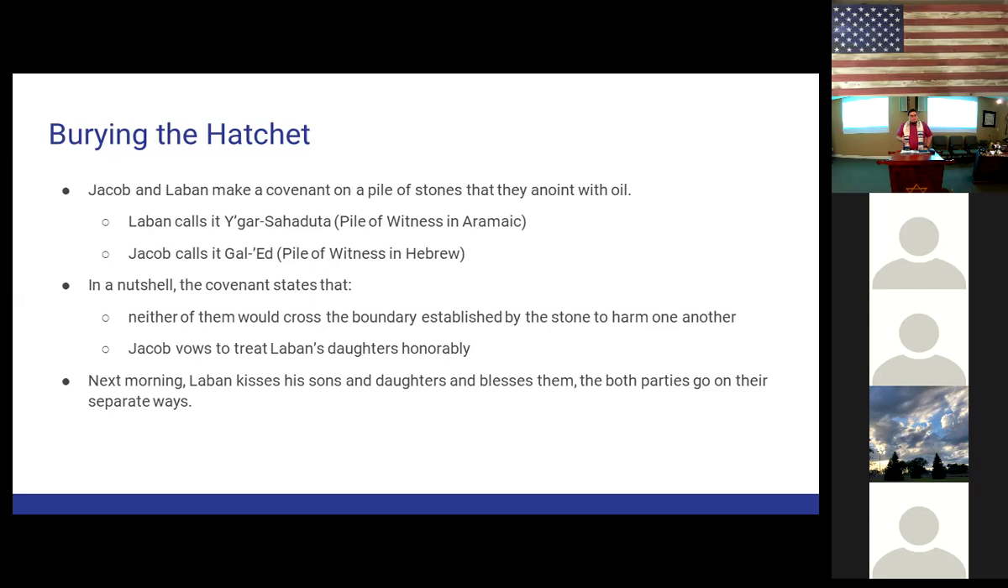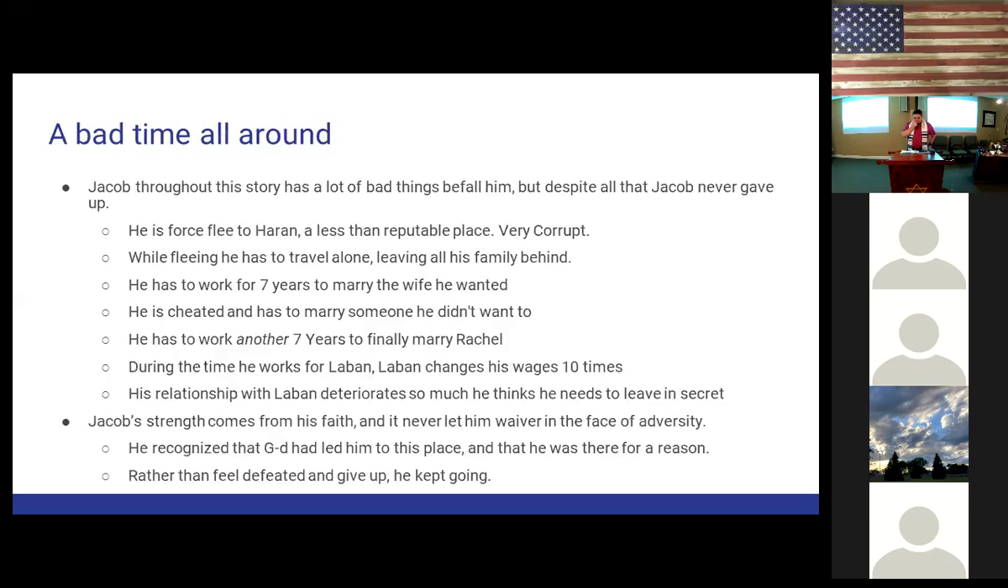And the next morning, Laban kisses his sons and daughters and blesses them, and then both parties go on their separate ways. And that's the end of the portion. So pretty much, Jacob had a bad time all around. Throughout the story, he had a lot of bad things befall him, but despite all that, never gave up.